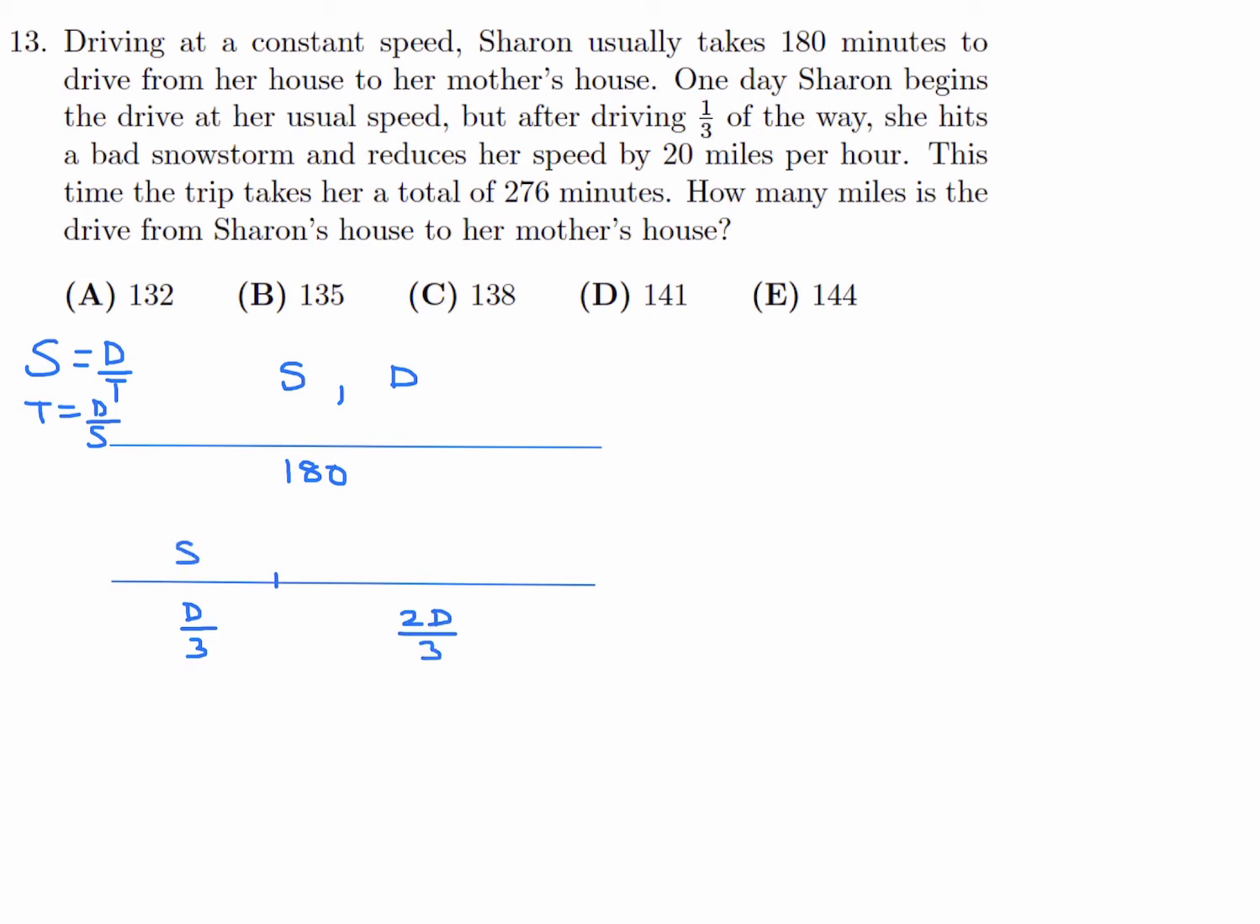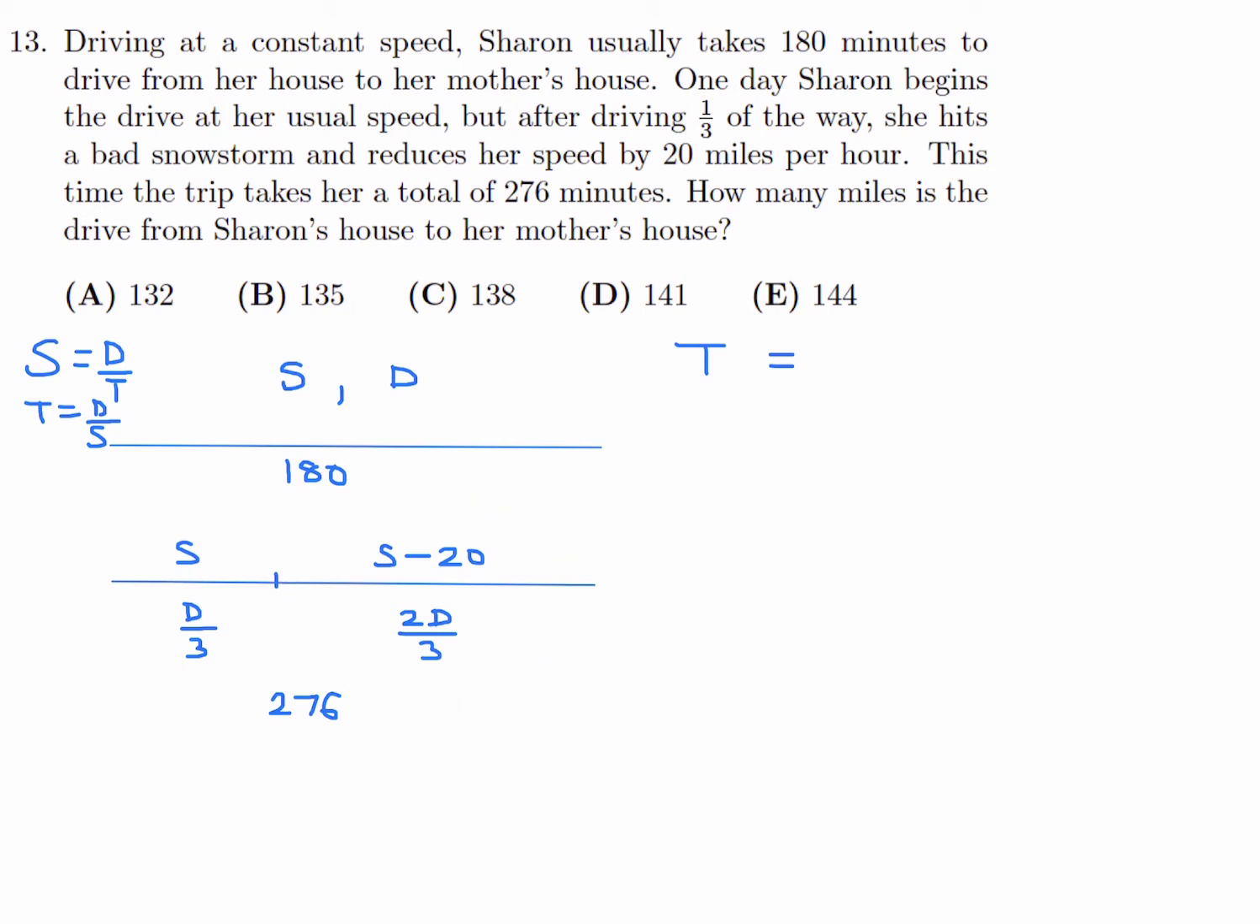She drives at s, but then this next part, s minus 20. And this is 276 minutes. So this information should be sufficient. The total time is going to be the time it takes her to go from here to here, plus the time from there to there.